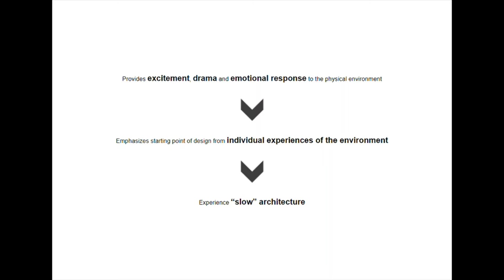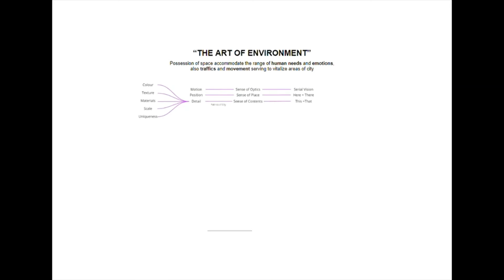In this case, the situation allows people to experience slow architecture by allowing high human contact behavior and thus low speed in walking through the town. As a conclusion, towards the art of environment by Gordon Cullen, the theory is concerned with three different possessions to accommodate the range of human needs and emotions, and also the movement serving to vitalize areas of the city. The sense of optics allows drama of juxtaposition and an accidental chain of events at a uniform speed. Further on, it concerns the sense of place, and in the last category, content, as the examination of the fabric of towns.